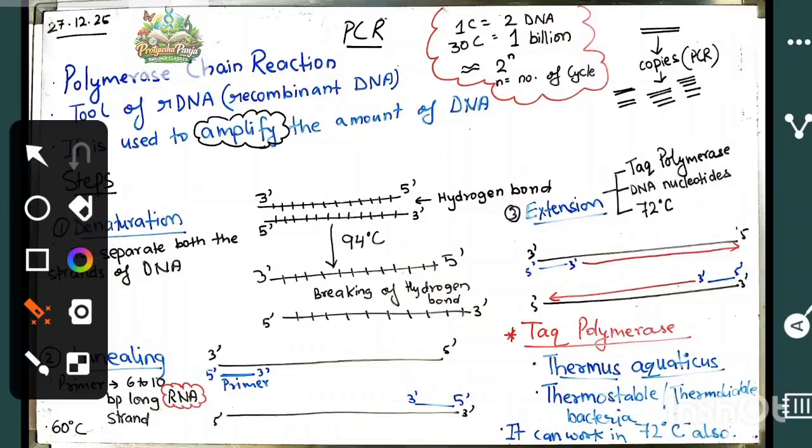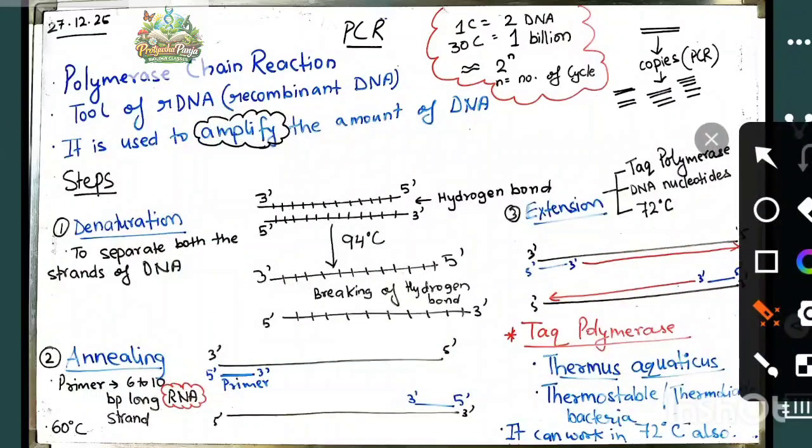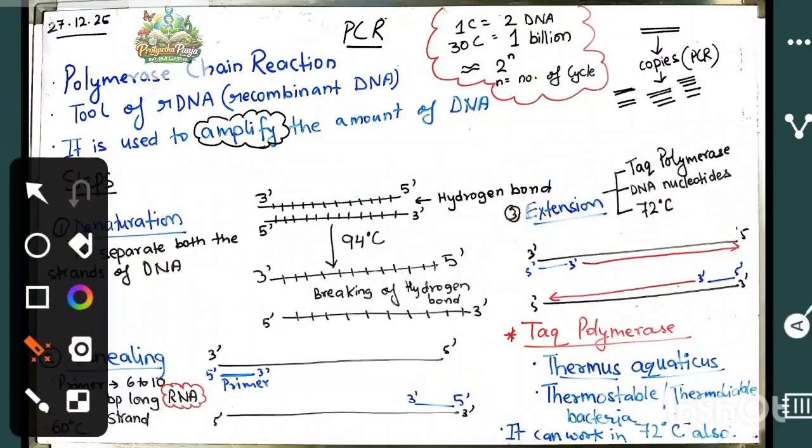So this is the reaction of PCR. There are 3 steps. The first step is denaturation at 94 degrees. Second step is annealing, where primers are added at the 3' end. And the third step is extension, where a new DNA strand is made from the 5' to the 3' end. And the things required are Taq polymerase, DNA nucleotides, and 72 degrees Celsius.